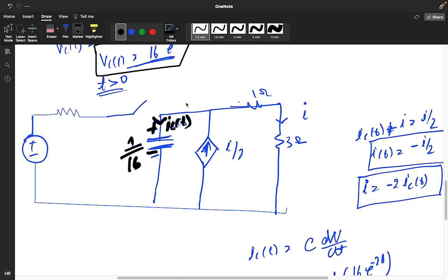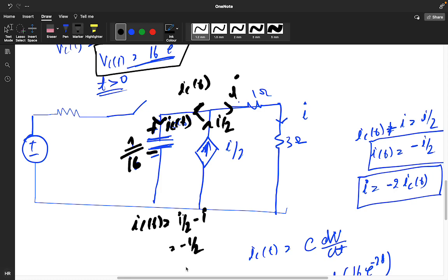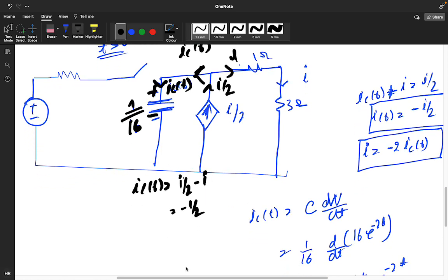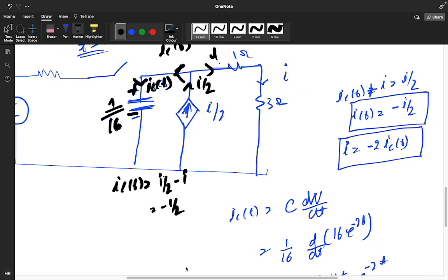Now see the relation itself. This is my IC of t, this is my I, and this is my I by 2. So you will get IC of t is how much? I by 2 minus I, that is minus I by 2. And I value you will get how much? I value is minus 2 IC of t.